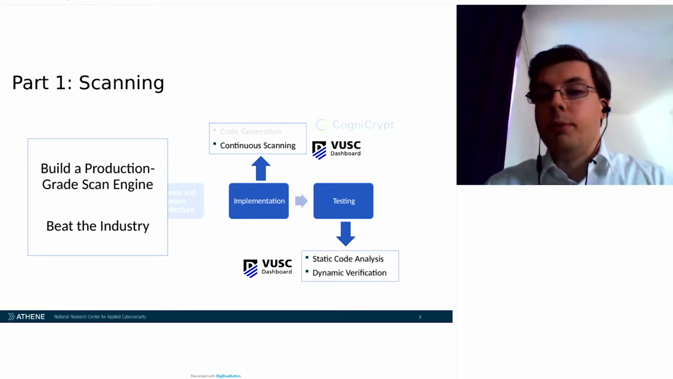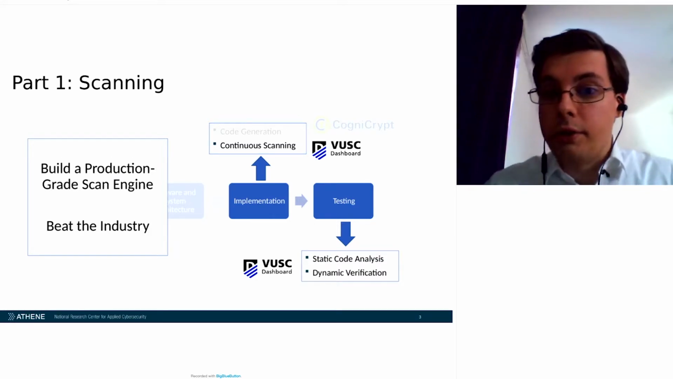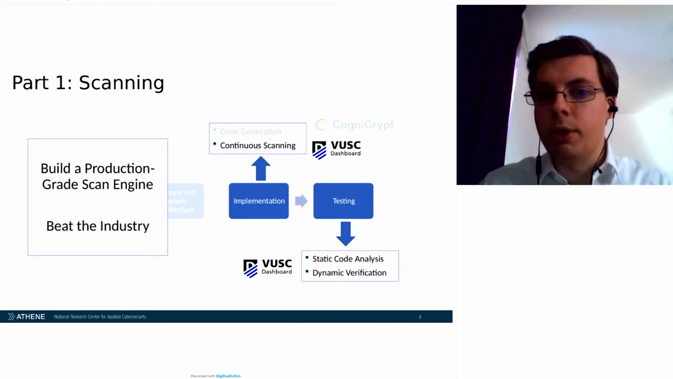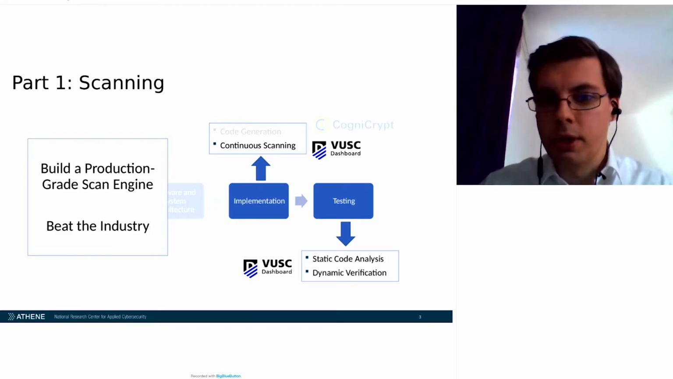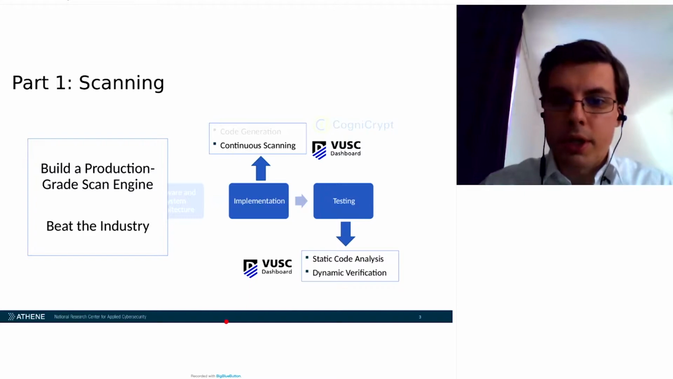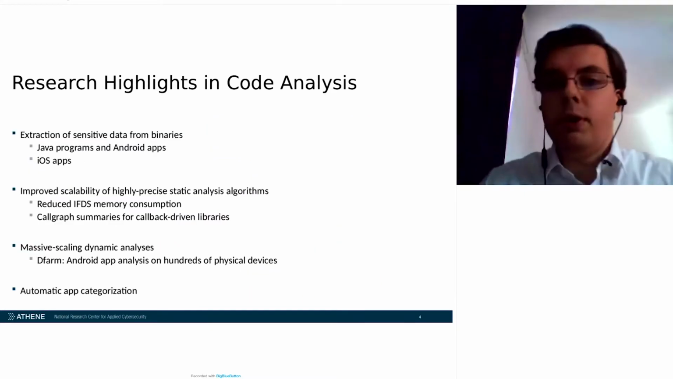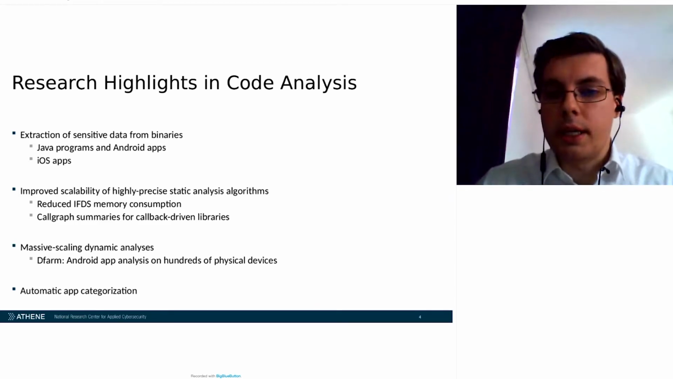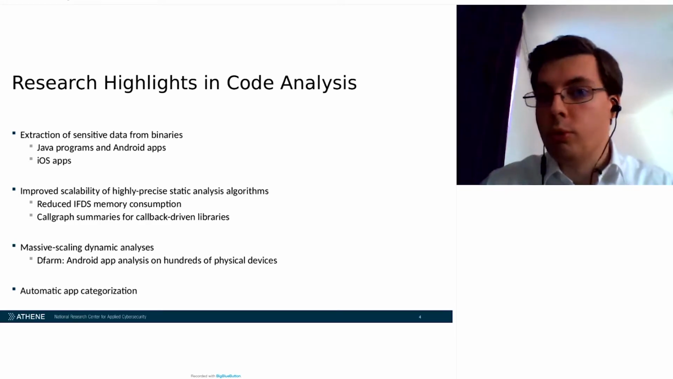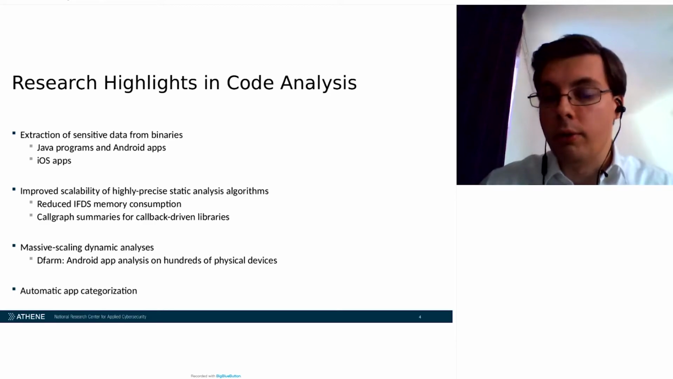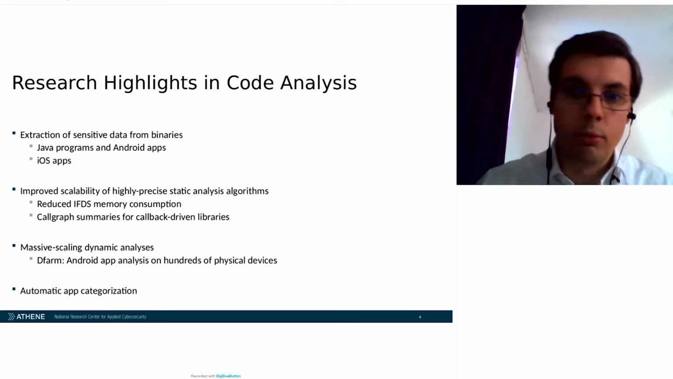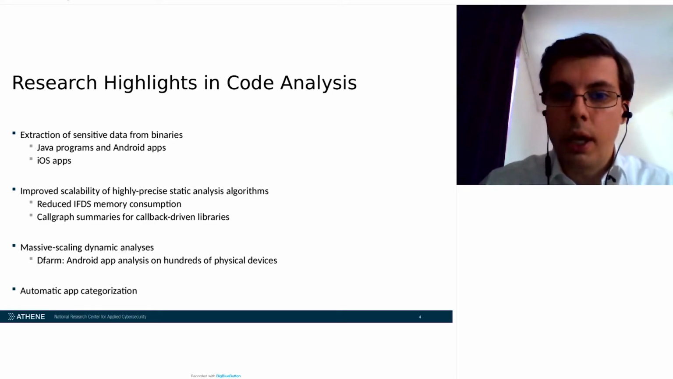I mentioned this code scanner VASC. We have very simple goals. We want to create a production grade scan engine, beat the industry, and publish great papers. What does that mean in detail? We have to tackle various challenges in static and dynamic code analysis, and I'll go through a few highlights of what we've done over the past 2 years, or 1.5 years approximately.